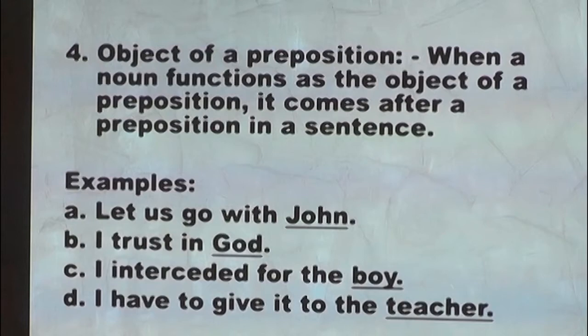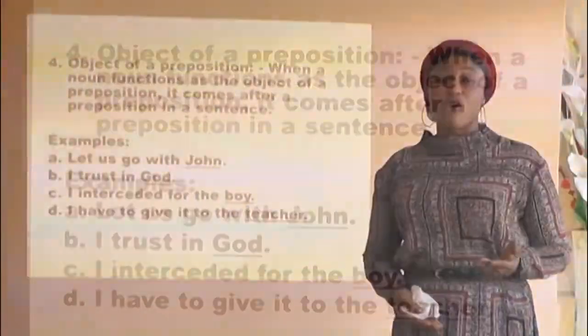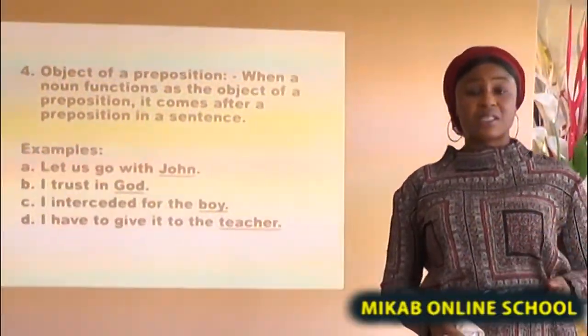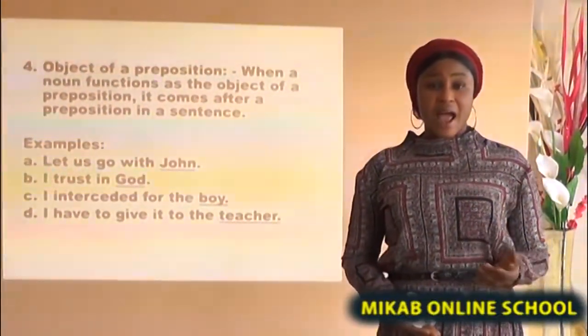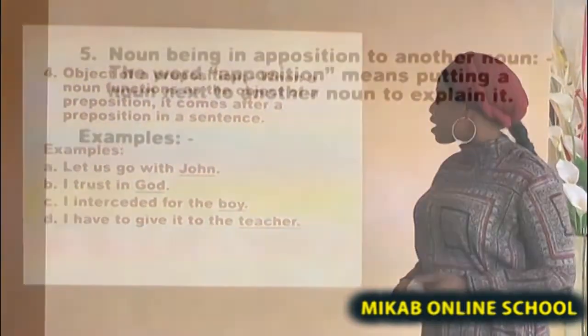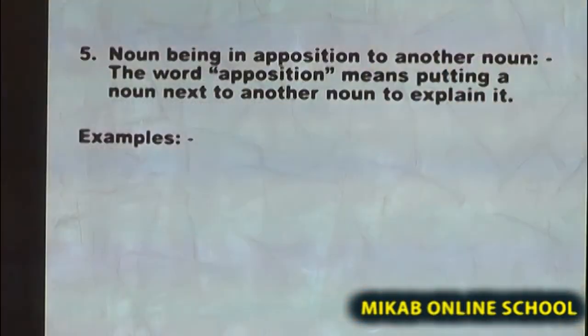So all these nouns come after what? A preposition. Therefore, they are what? Objects of a preposition because they come immediately after a preposition. Now, let us look at the last function of a noun.